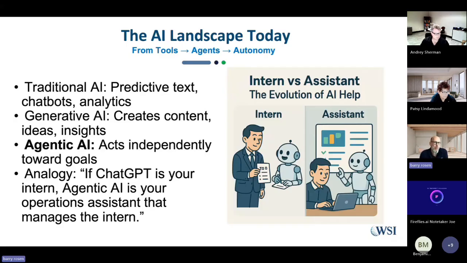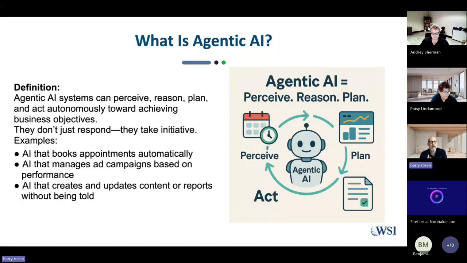Agentic AI is your operations assistant that manages the intern and then goes and makes sure that things are getting done, working towards those goals autonomously. And that could be anything from, say, booking an airline ticket on your behalf to performing complex tasks or things that need to be done. So, what exactly is agentic AI?